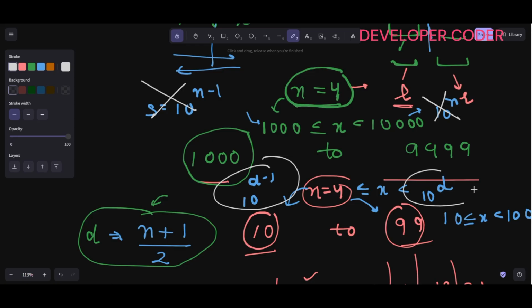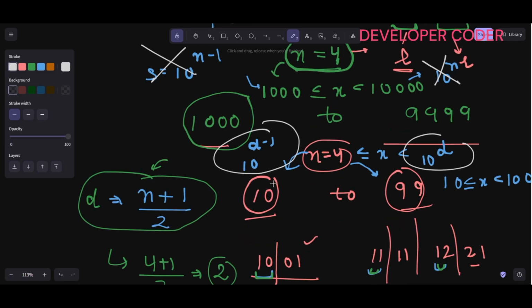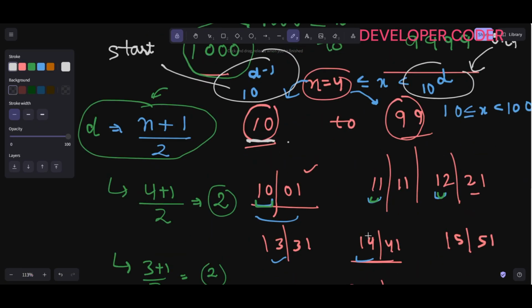We have to just deal with this. So I will run one loop from start to end. Let's suppose for n equal to 4, this is going to be my start and this is going to be my end. In this start to end, I will run one loop, and I'm going to treat 10 as the left half, then 11 as left half, 12, 13, 14, 15, like this I will create the left half, and then I will create the mirror images of this left half to form the complete number.